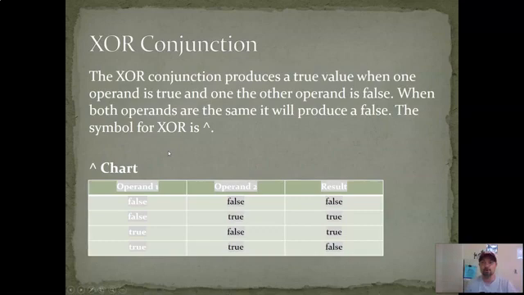There is a third conjunction operator. The XOR conjunction produces a true value when one operand is true and the other operand is false, so it's checking to see if they're different. When both operands are the same, it will produce a false result. The symbol for XOR is that little caret, and I have the truth table below it. Operand 1, operand 2, result. Notice the only time you get a true as a result is when one operand is different from the other.